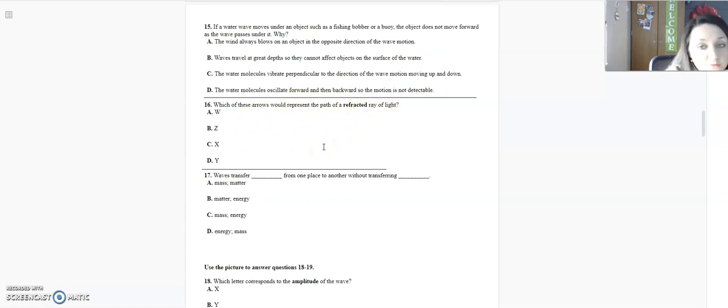I don't see the image here. But what we're going to notice is when it's refracted, it's going to be bent and slow down. So it's going to be the one that is behind.